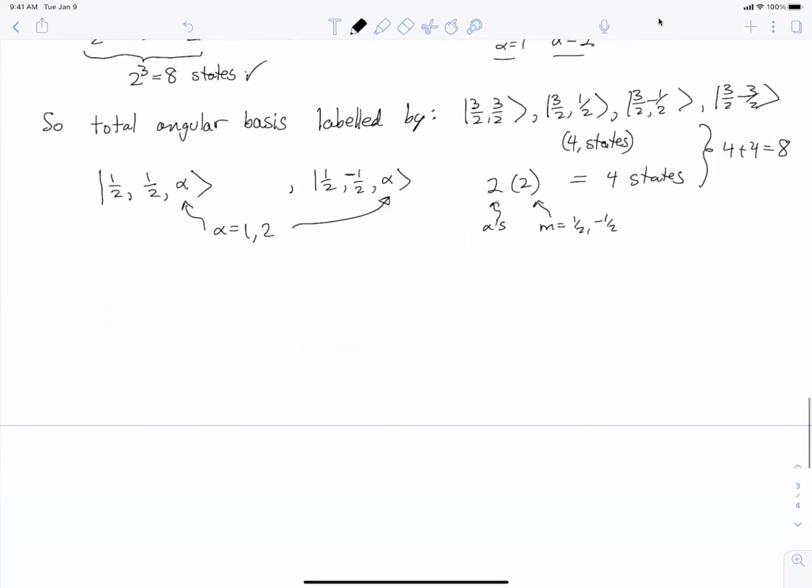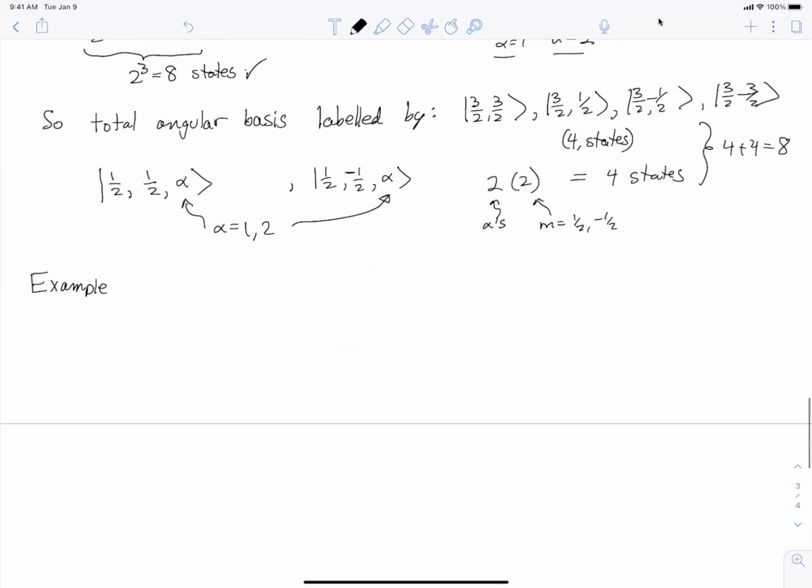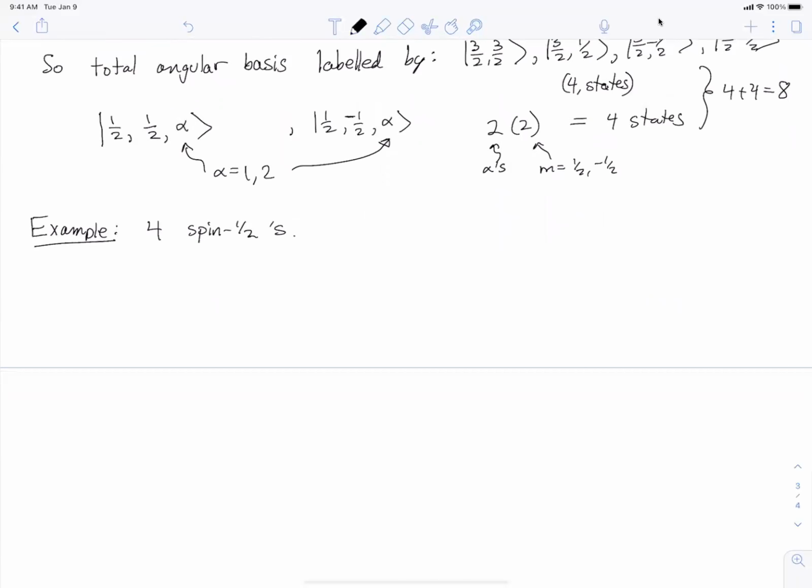Okay, so let's just do one more example of this sort of thing. Suppose I had 4 spin 1/2s. And one thing I want to emphasize with this example is it does not matter what order you choose to combine the angular momenta with. So I could do it this way. In fact, I will do it this way. Here are my 4 spin 1/2s that I'm taking the product of. I'm going to choose to combine these 2 first, and then I'm going to combine these 2, and then I'm going to combine the total.